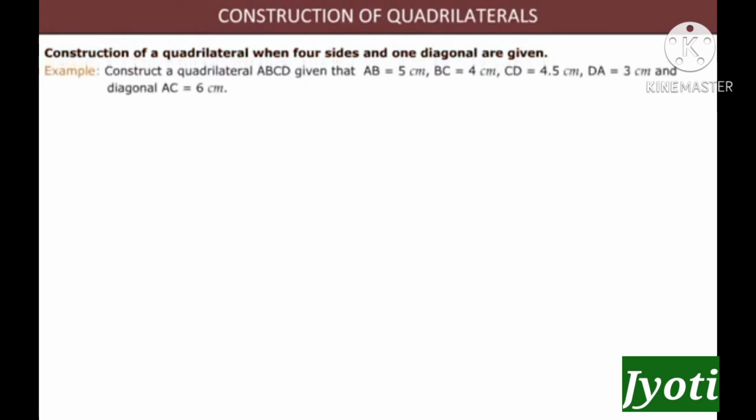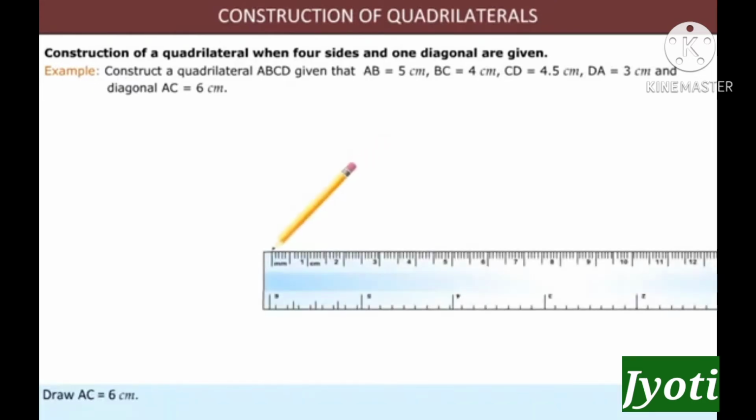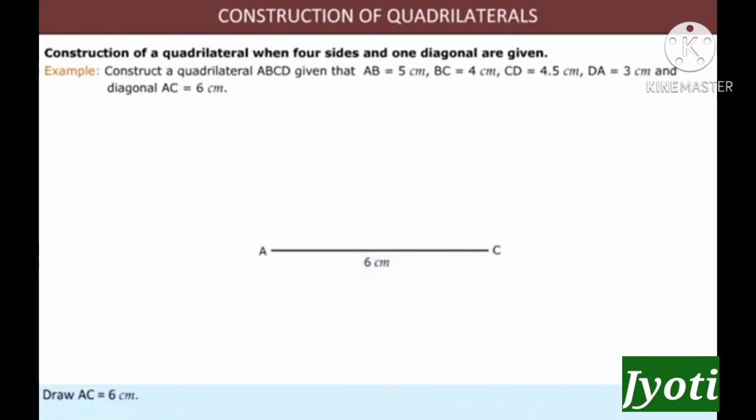Example: construct a quadrilateral ABCD given that AB is equal to 5 centimeters, BC is equal to 4 centimeters, CD is equal to 4.5 centimeters, DA is equal to 3 centimeters, and diagonal AC is equal to 6 centimeters. Solution: draw AC is equal to 6 centimeters.